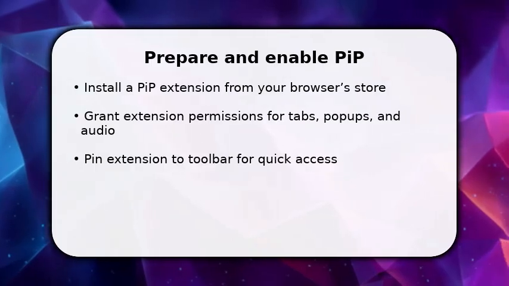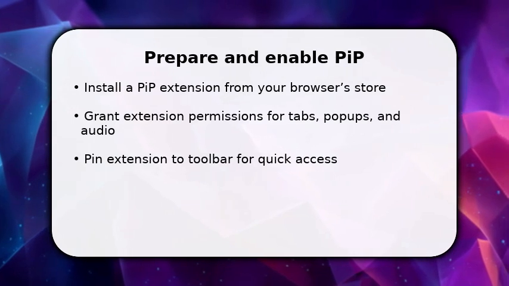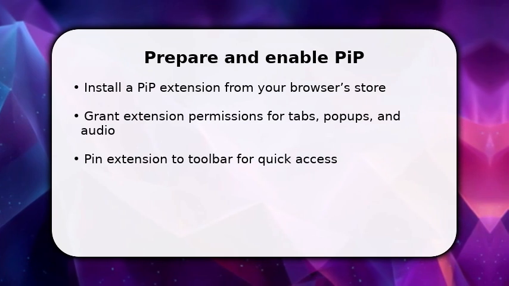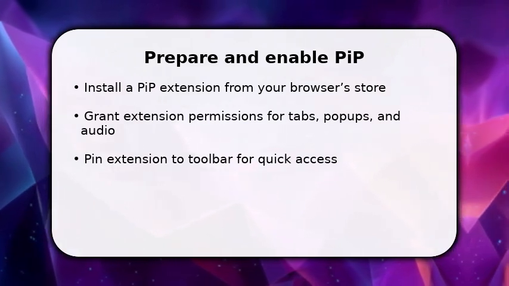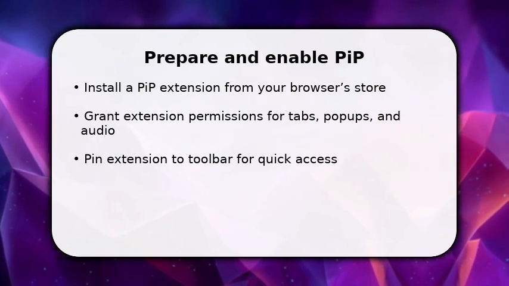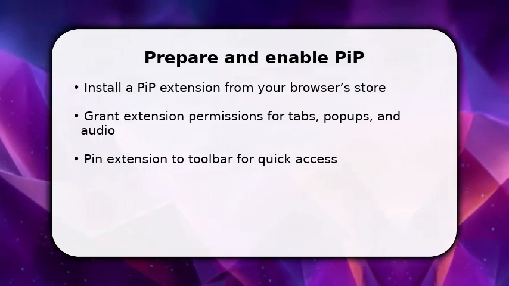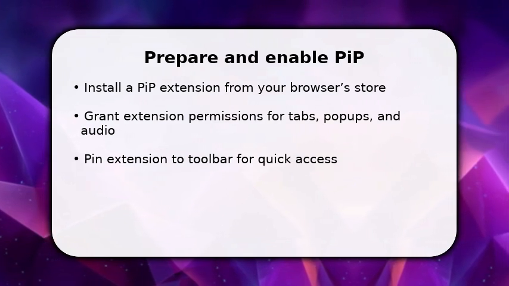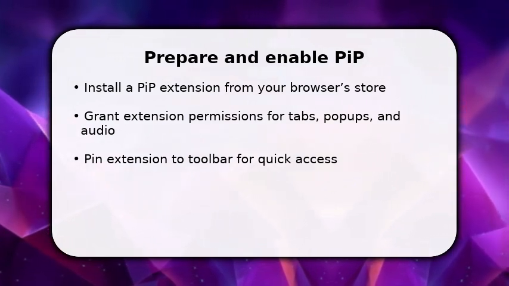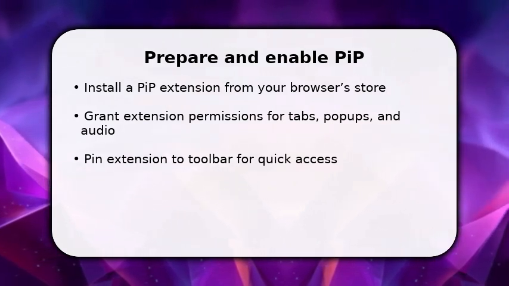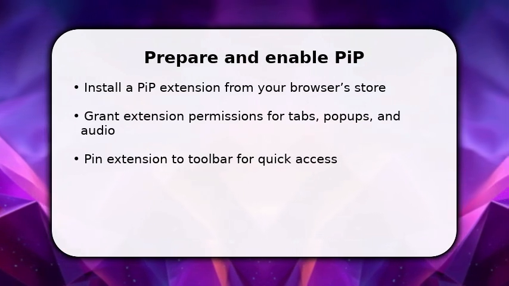You'll begin by installing and enabling the Picture-in-Picture extension. This gives you the Pi-P control overlay. Once installed, click the toolbar icon and allow requested permissions, tabs, pop-ups, and audio, so video can detach. Make sure the extension is pinned for fast access when you need it. If the extension offers keyboard shortcuts, set one now for speed. You're starting the process immediately so you can detach a video window without interrupting your workflow.